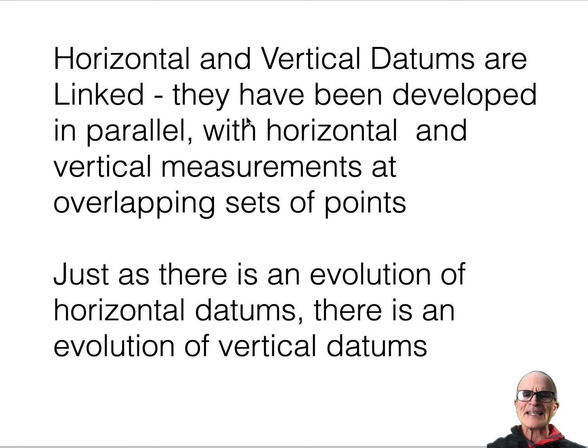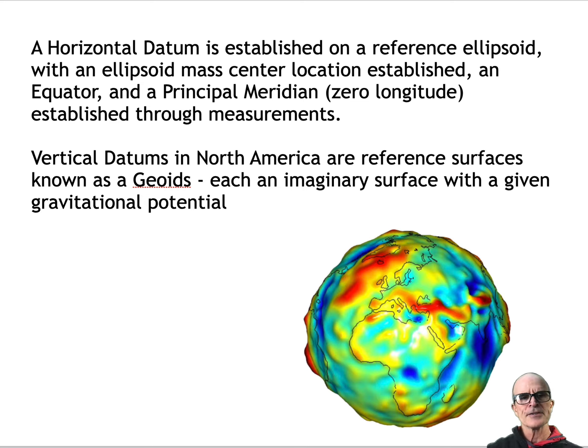Horizontal and vertical datums are linked. They are developed in parallel, so we typically measure horizontal positions as I described in the last lecture, and then we have vertical measurements at that set of points and sometimes at a denser set in between, but at least where we have the well-defined horizontal measurements. We're going to measure the vertical elements too, relative to the ellipsoid and the geoid. And just as there's been an evolution in horizontal datums, we have various vertical datums to keep track of. And this is confusing. It's the cause of a lot of errors in GIS.